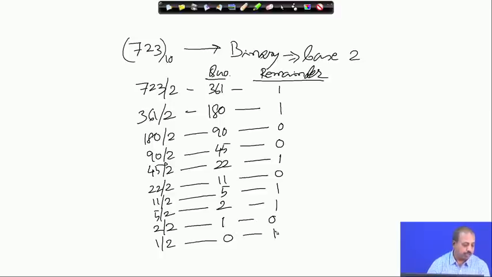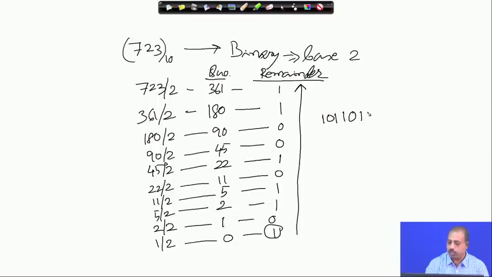Now, while representing the number, you see that this last digit has come after so many divisions by 2. So, this must be the digit of most importance. It is the most significant digit. So, while writing the number in binary, we will write in this sequence: first 1, then 0, then 2 ones, then again 0, then 1, then 2 zeros, then 1 1. This is the representation of 723 in the binary number system.